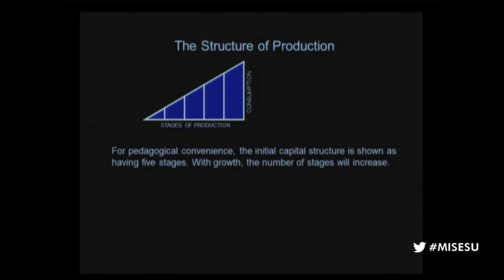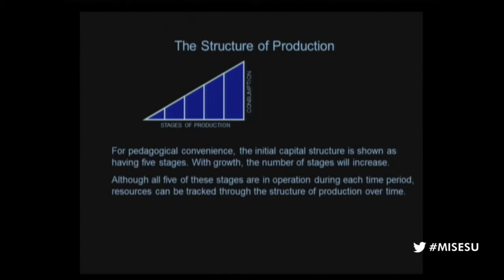Okay. For pedagogical convenience, the capital structure is shown having 5 stages. With growth, the number of stages increases. You can think of each stage existing at every point in time. I mean, all these things are going on at once, but at the same time, you can think of goods proceeding through the stages of production.